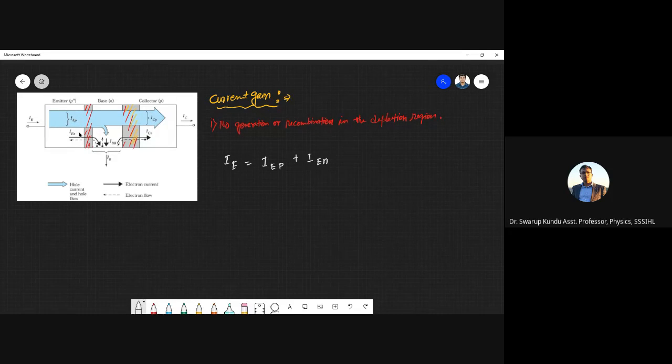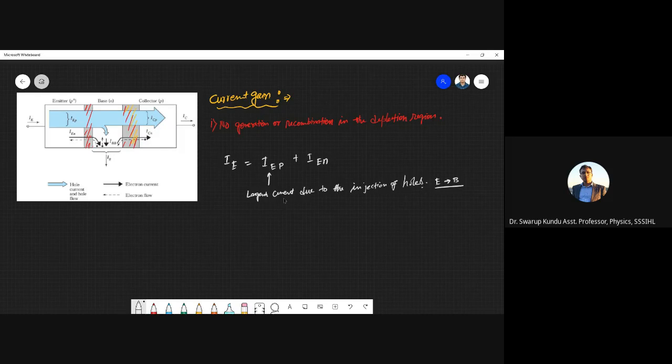IEP is the largest one. Value-wise, this will be the largest current, due to the injection of holes from emitter to base.